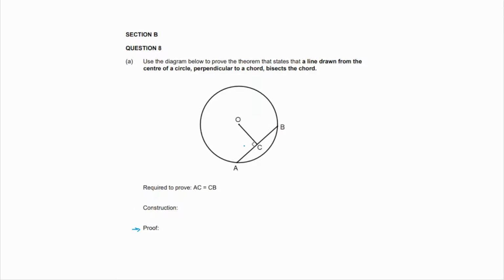Okay, so we need to prove the theorem that states a line drawn from the center of the circle perpendicular to the chord bisects the chord. So they tell us we need to prove this. We need to prove that this is equal to this. And what we should remember is, well, we just need to do congruent triangles. So our construction is the radii OA and OB. We just need to construct those radii.